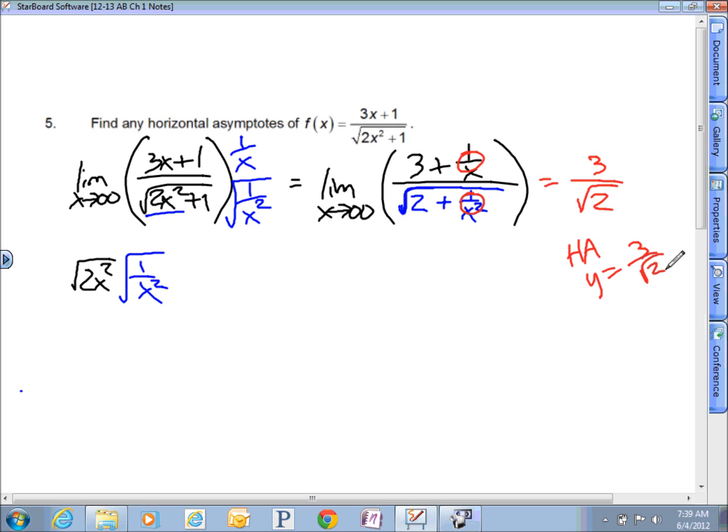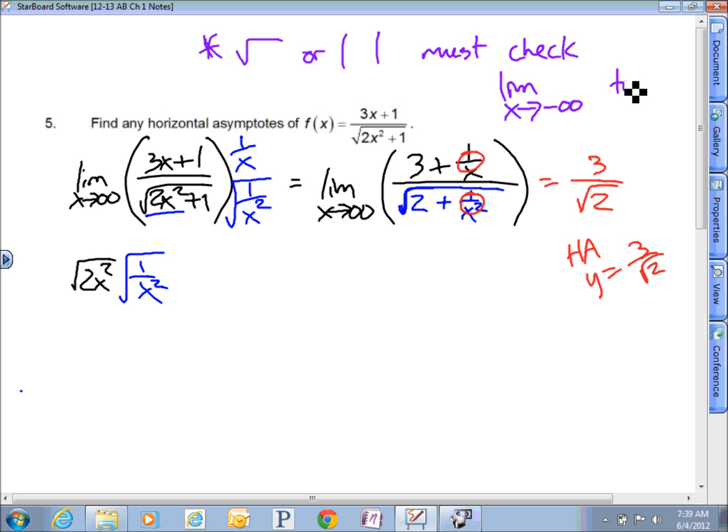Nice. Now here's the tricky thing. I'm going to put a little star up here because this is going to be kind of a big deal. Horizontal asymptotes: if we have a square root in the problem or an absolute value in the problem, we've got to make sure that we also check the limit as x approaches negative infinity too.